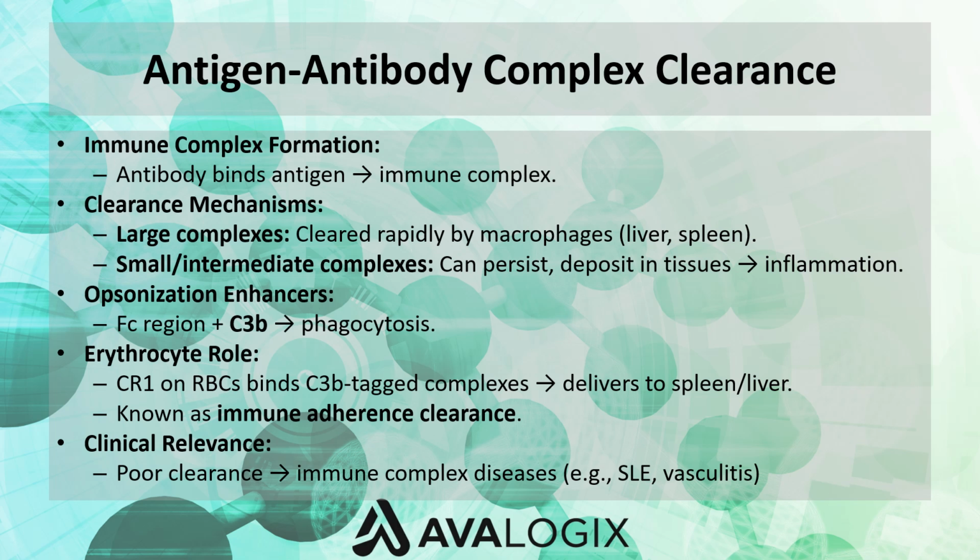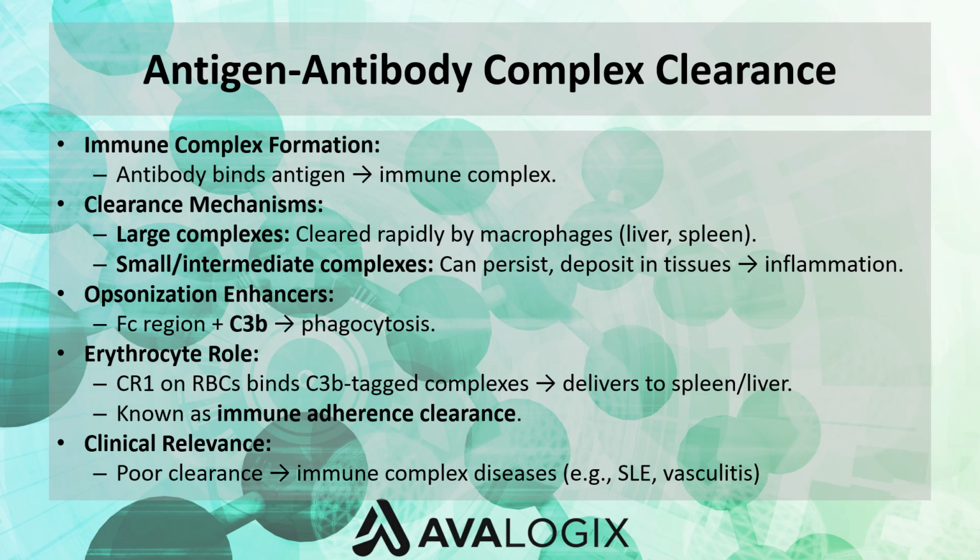Erythrocytes also play a surprisingly helpful role. In humans, they express complement receptor 1, or CR1, which binds to C3b-tagged immune complexes. These erythrocytes transport complexes to the liver or spleen for safe removal by resident macrophages, a process termed immune adherence clearance. Efficient clearance is crucial to avoid immune complex diseases, which we'll talk more about shortly.